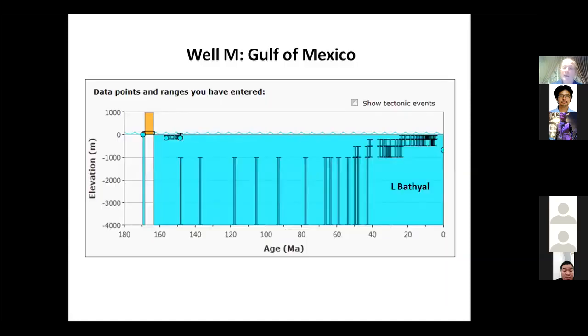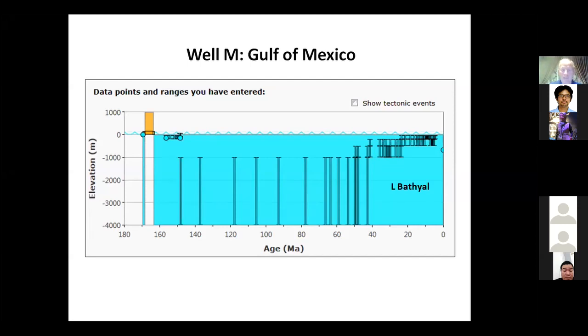I want to go back to the Gulf of Mexico for a moment because there's another really important application of IGA, which is quality control. Now, in most cases, we go to our biostrat reports or we go to the literature and we get some words like lower bathyal or some numbers like 50 meters. And that tells us our reconstruction of water depth or even elevation at different times. So we put those together.